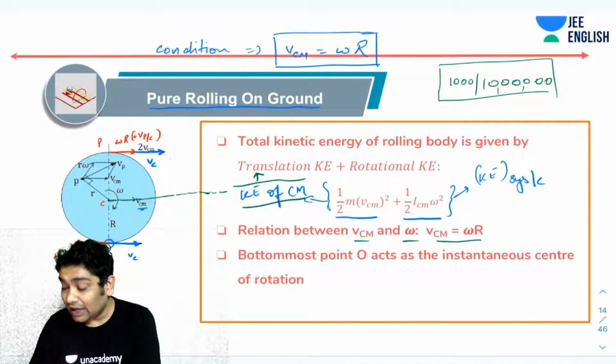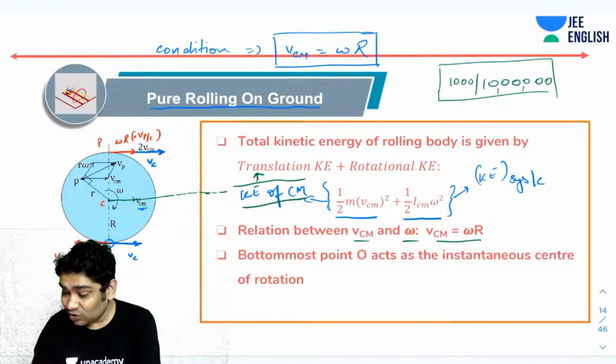So that is why this one is also called the rotational kinetic energy. This is called the rotational kinetic energy of the rigid body.